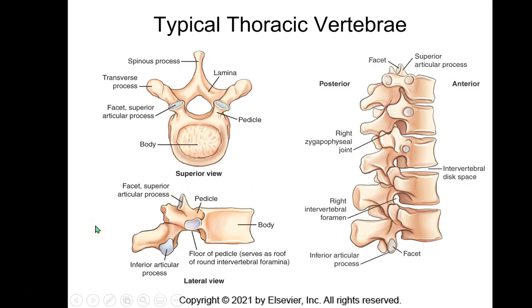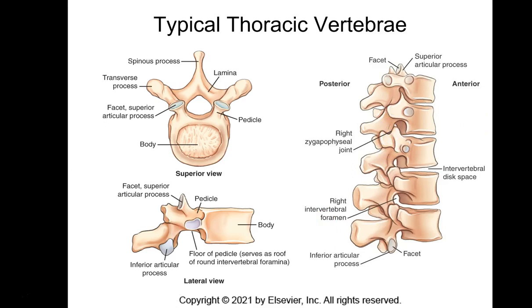Notice how the superior articular processes really face posteriorly, and the inferior articular processes, seen here, face more anteriorly. Remember, the articular processes join to form the zygapophyseal joints, and that is what you see here. It's the inferior articular process of one vertebrae meeting the superior articular process of the vertebrae below.